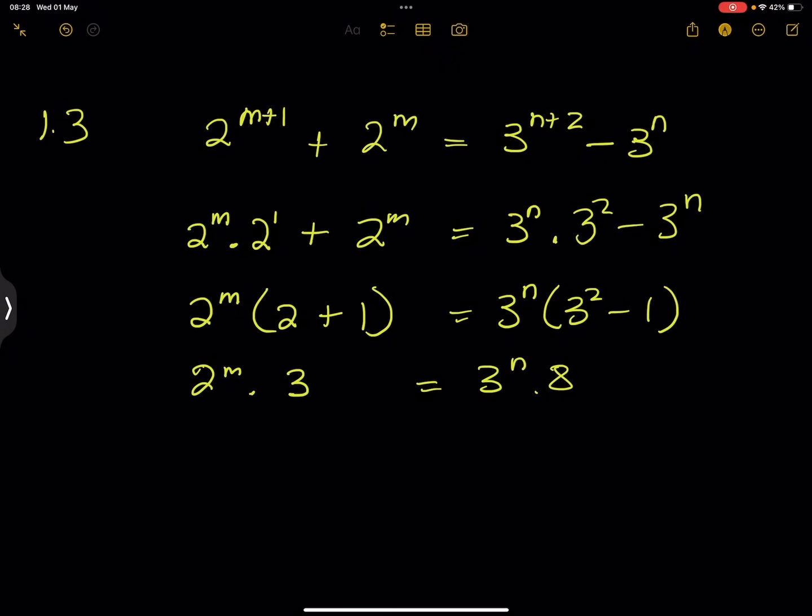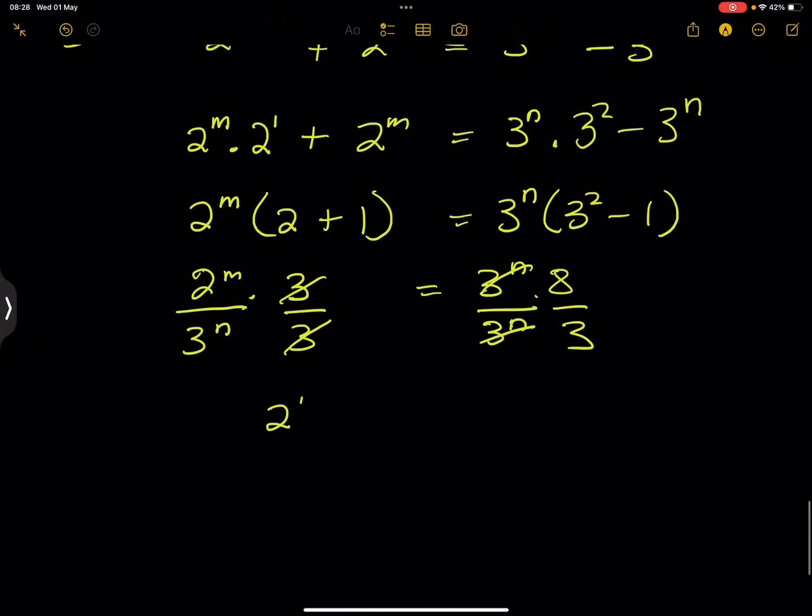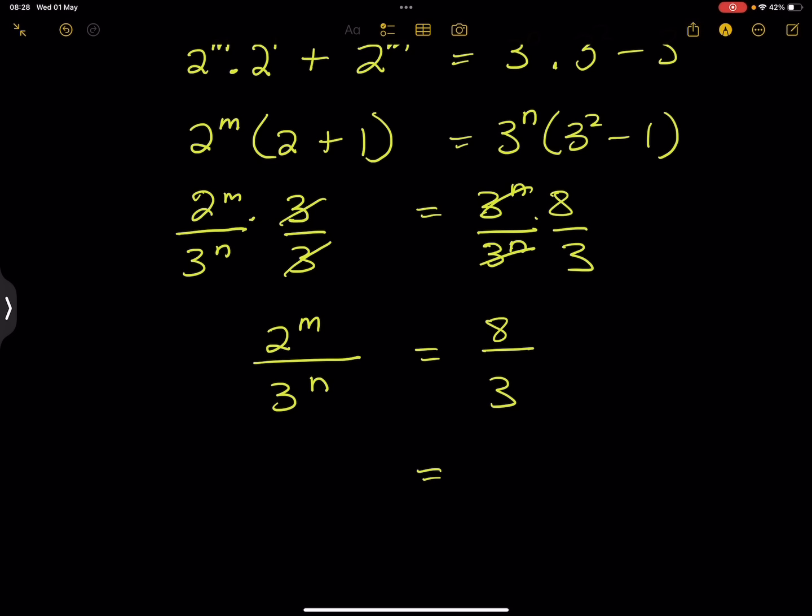Okay, right, so let's bring the ones with the variables on the one side. I'm going to divide by 3 here, divide by 3 over there, so that cancels with that. So on the left hand side, I've got 2 exponent m over 3 exponent n is equal to 8 over 3. Now, can I write 8 as a base of 2? Absolutely. So this is 2 exponent 3 over 3 exponent 1.